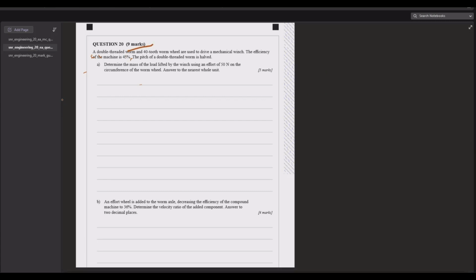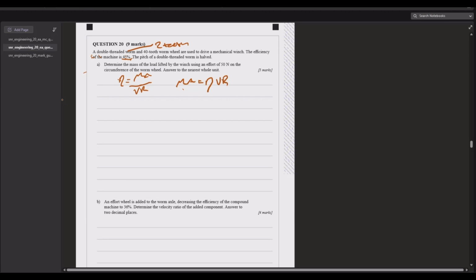So this has 2 teeth, and this has 40 teeth. Efficiency, we've got here 45%. Alright, so this is just a velocity ratio, mechanical advantage, rearranging. Very simple, very common. Let's just write out the formula. So MA equals efficiency times VR, where VR is going to be distance of effort divided by distance of load.